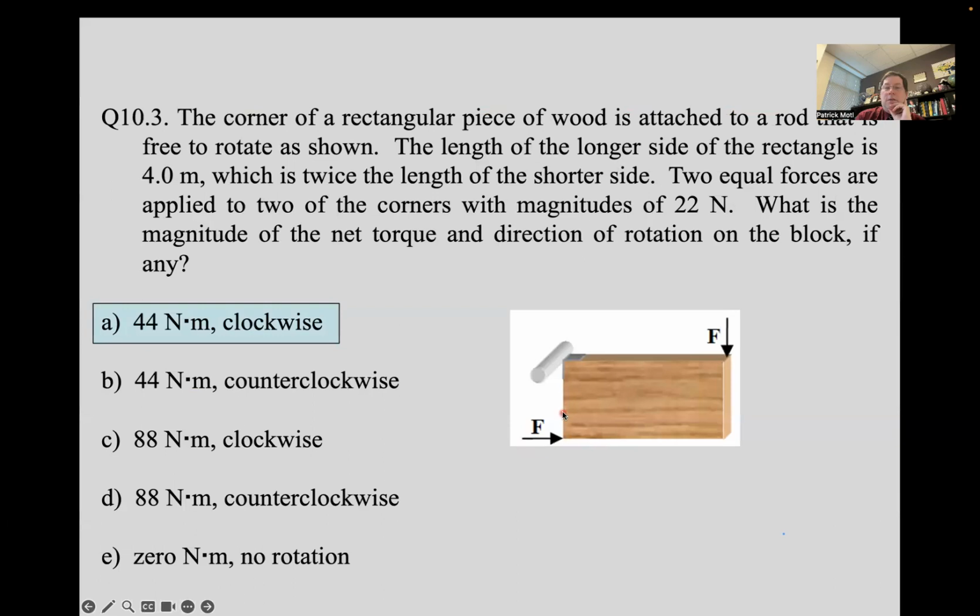So that is 2 times 22 is 44. This is plus 44 Newton meters. I add those two up together and I have minus 44 Newton meters. And so that is 44 Newton meters clockwise.